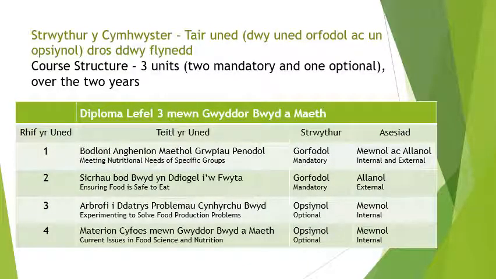During the 2 years, 3 units have to be completed, 2 mandatory and 1 optional. Unit 1 will need to be completed in Year 12, Unit 2 and Unit 3 or 4 in Year 13. Similar to an A-level subject, you can finish the course in Year 12 after completing Unit 1 and gain a certificate in Food Science and Nutrition, which is equivalent to AS grade.